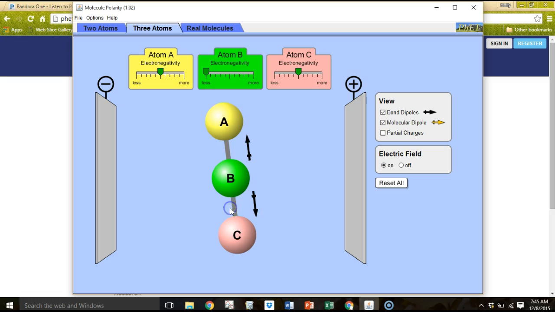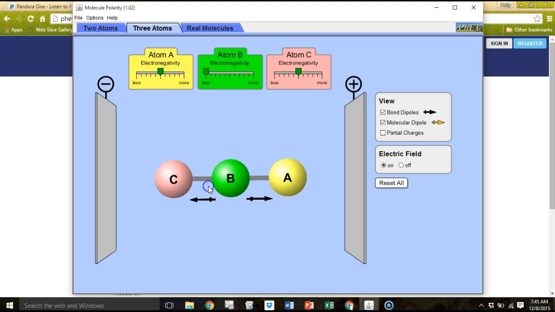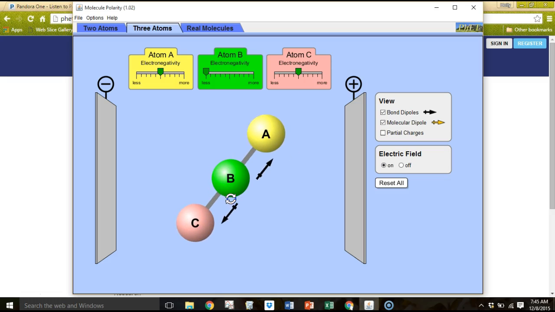If you apply an electric field to it, the molecule doesn't do anything. I'm turning it myself, but it is not responding to these fields. So that means that this molecule overall is non-polar, and the fact that we don't see this yellow molecular dipole arrow also confirms that. Okay, so what would happen if I didn't make this a linear molecule?